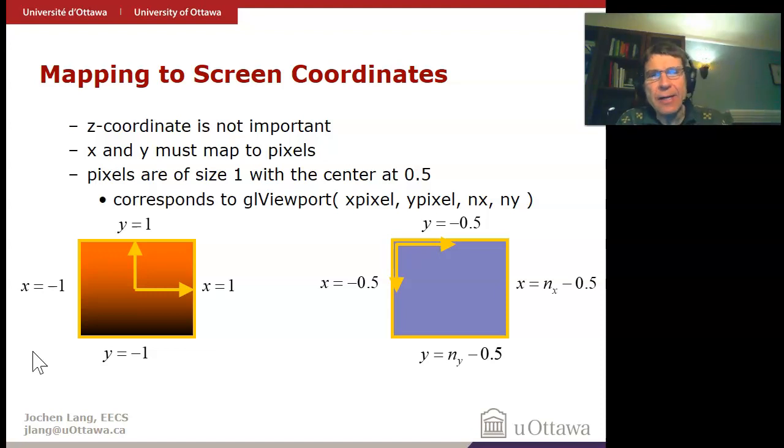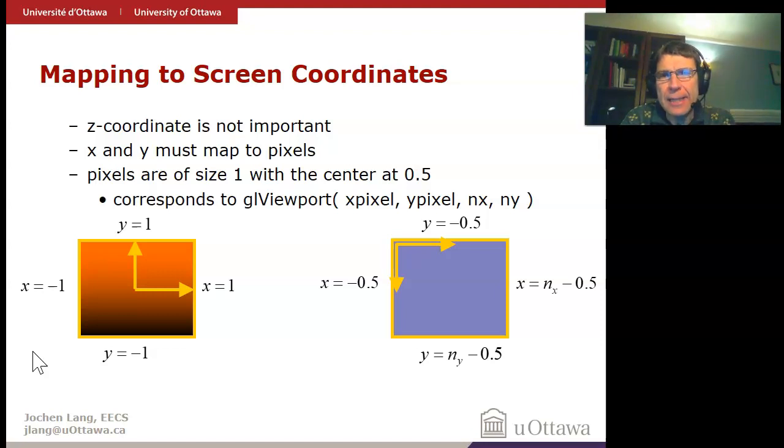For this, we have to mainly look at x and y, and then I will say a little bit about z as well, but let's just look at x and y. Then our left side is x equals -1, our right side is x equals 1. The bottom of our cube is y equals -1, and the top is y equals 1.